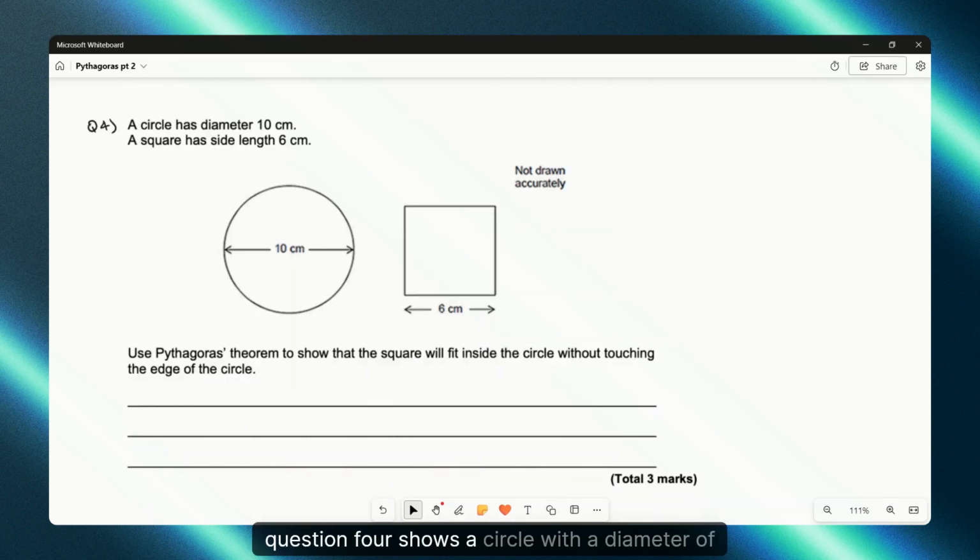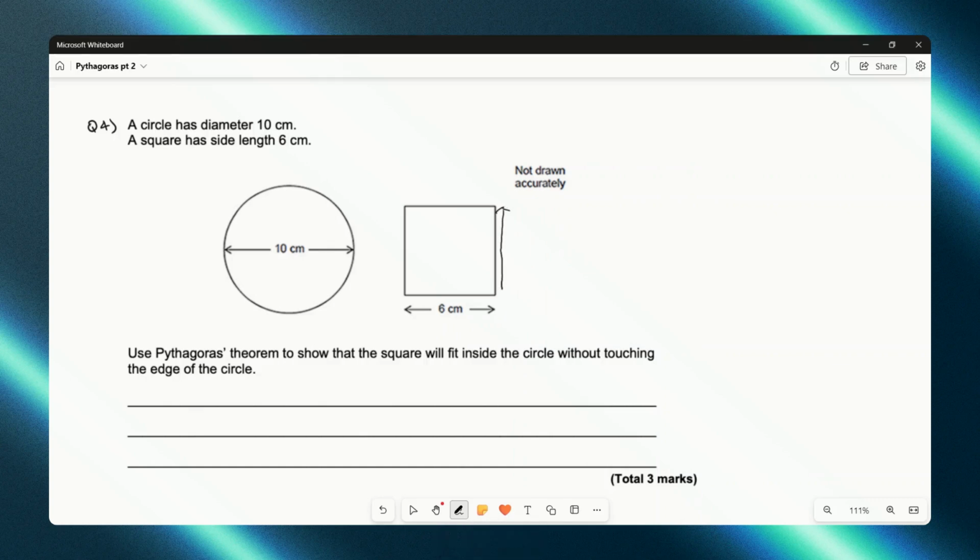Question 4 shows a circle with a diameter of 10 centimeters and a square with side length 6 centimeters. So it says, use Pythagoras' theorem to show that the square will fit inside the circle without touching the edge of the circle. So first things first, because it's a square, all sides are going to be equal. So we can say that this side is also equal to 6 centimeters.